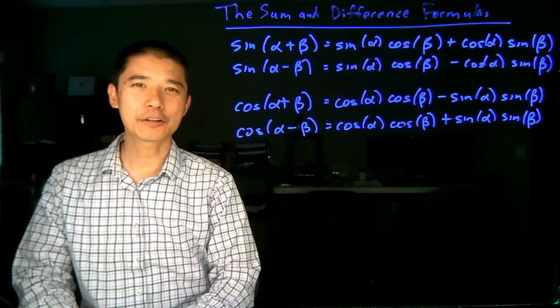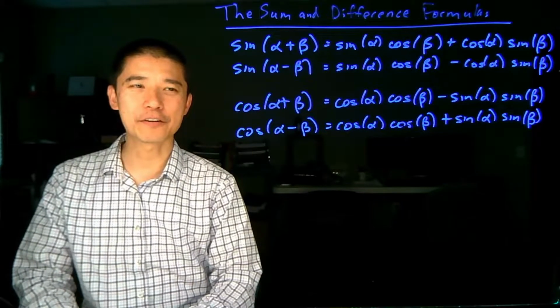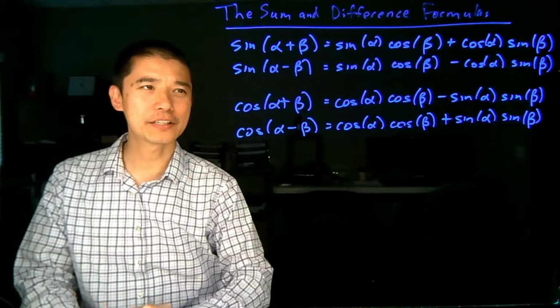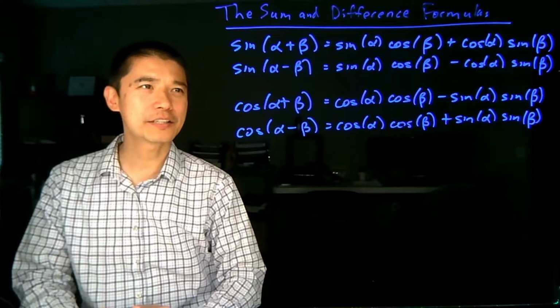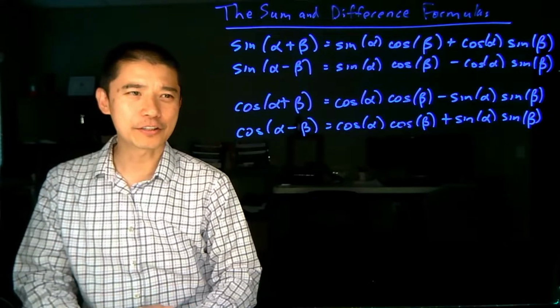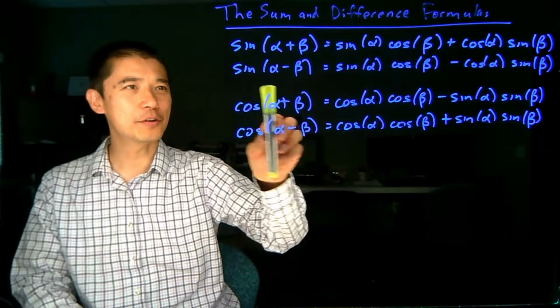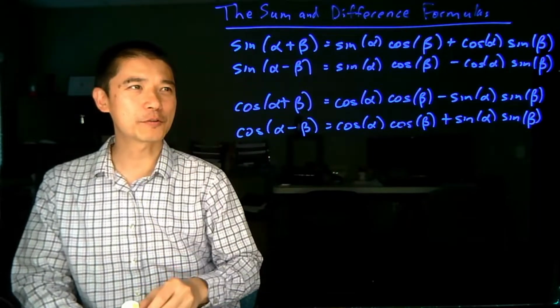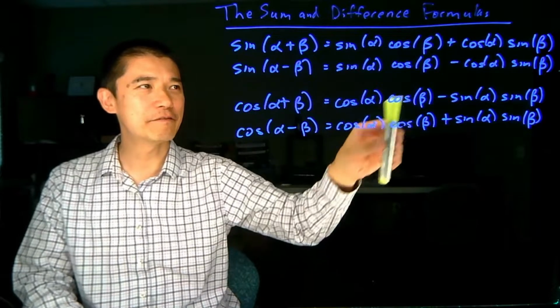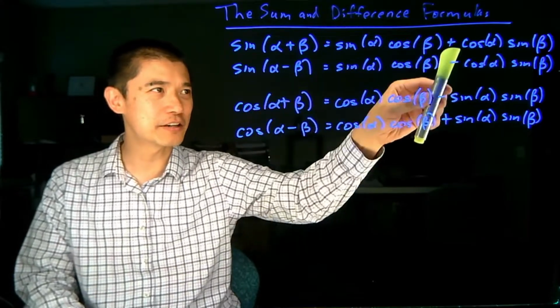In this section, we're going to look at the sum and difference formulas for the sine and cosine functions. Here are those formulas, and these are formulas that you should memorize. But fortunately, there are some patterns here that will help you keep things straight. First of all, notice that the sum and difference formulas for the sine functions are very similar. In fact, the only difference are the signs here and the signs there.